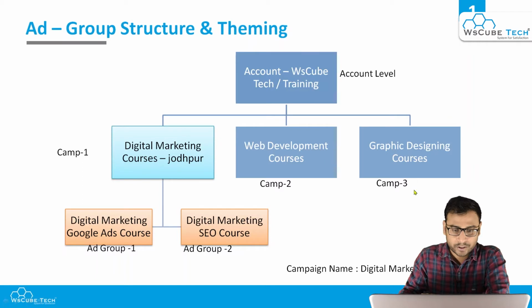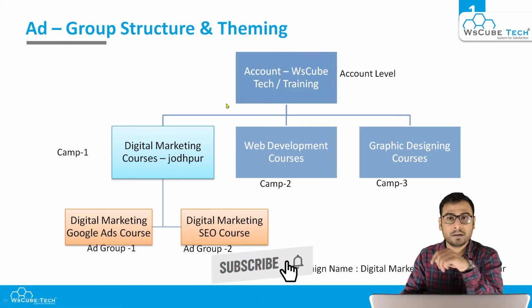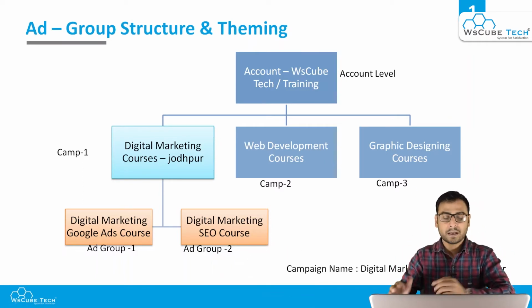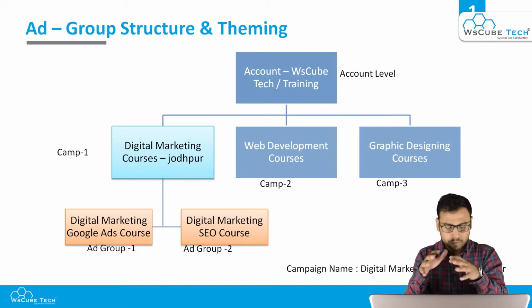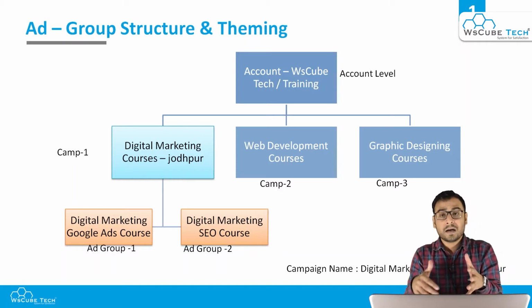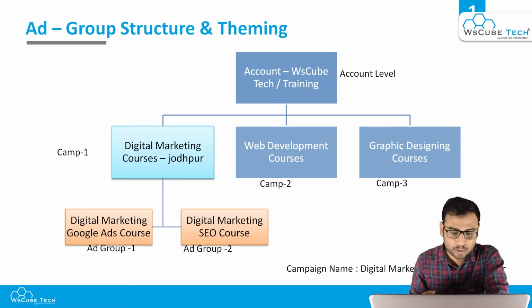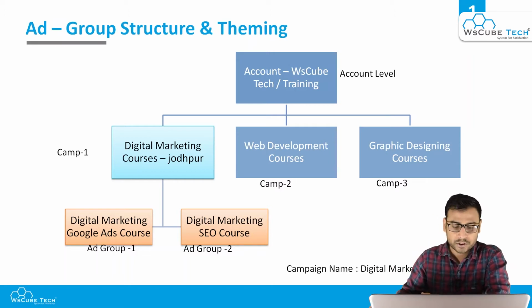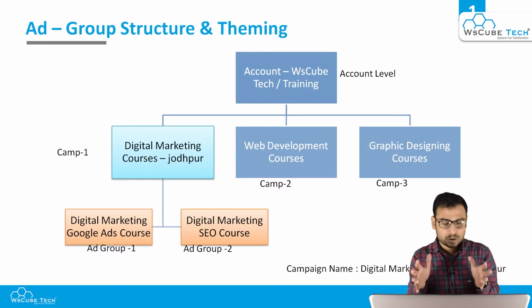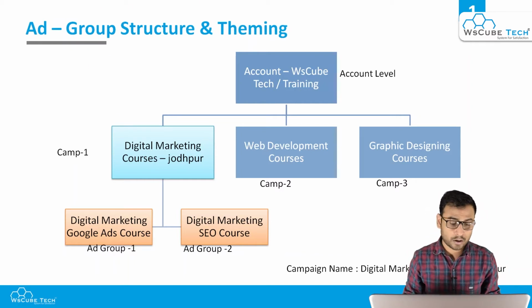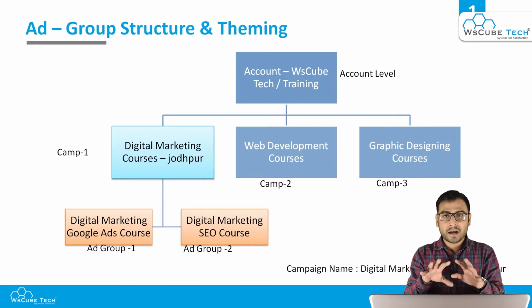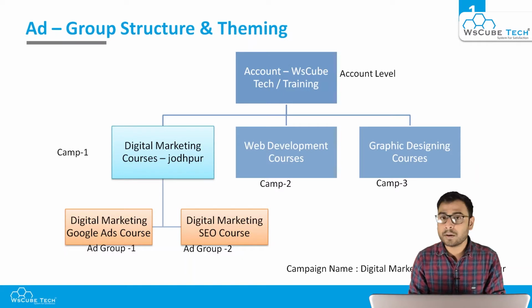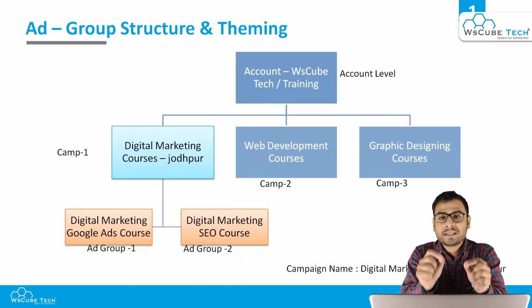Now, how the structure should be, or how we will create these campaigns and ad groups in a specific hierarchy, is within each campaign. Suppose we are running a digital marketing course; it is never about a single digital marketing course. Within digital marketing courses we have different sub courses, like a Google Ads course or a digital marketing SEO course, the search engine optimization course. Now we know that the keywords related to the Google Ads course will be the same kind of keywords, so we can put them into a single ad group. So how do we define an ad group?